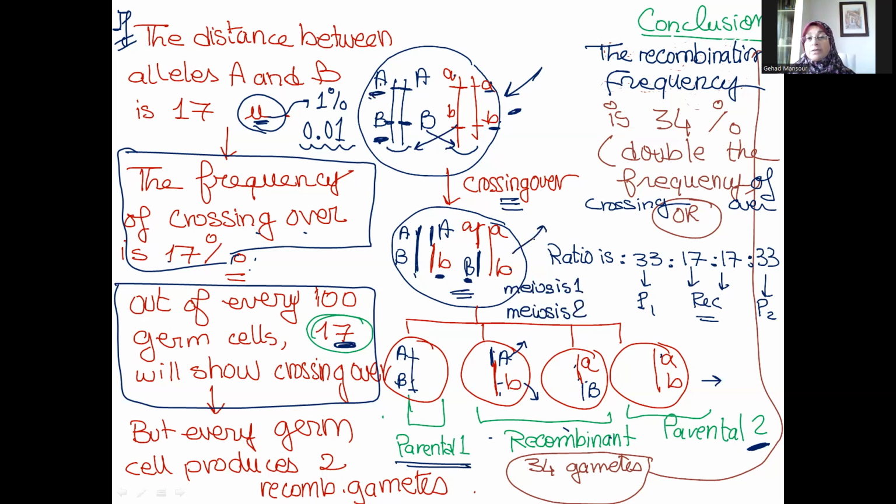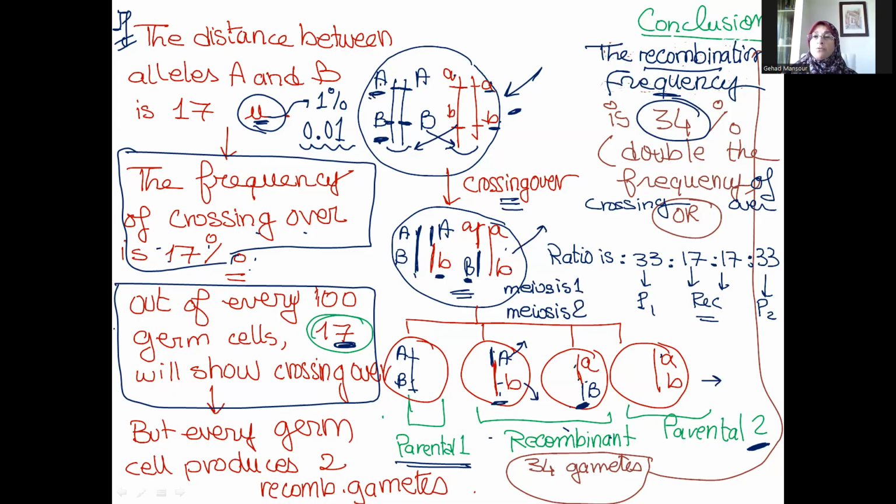If 17 cells out of 100 cells carry out that process, we will find that every daughter cell we have here, we are considering 1 daughter cell, will produce 2 recombinant gametes. And therefore, the rate of recombinant gametes, or the recombination frequency, is 34%, and it is double the frequency of crossing over. And this is very important.